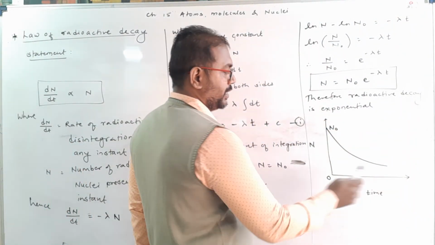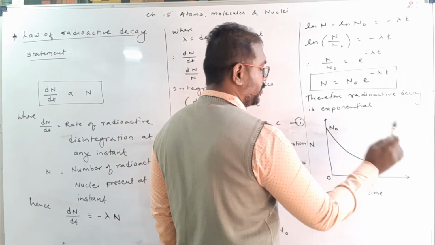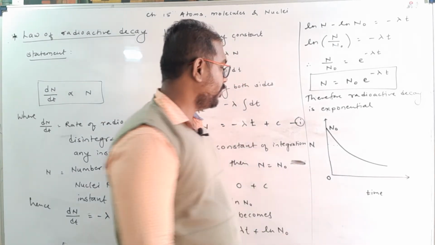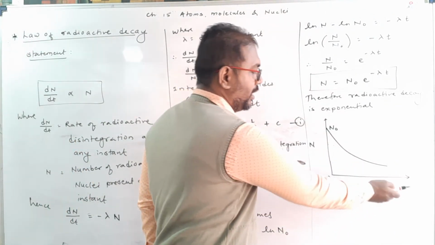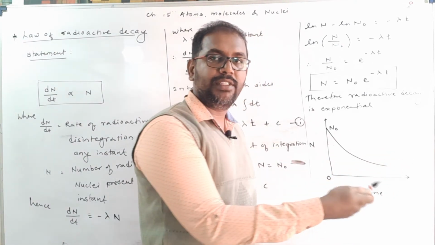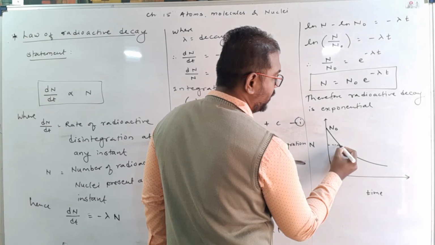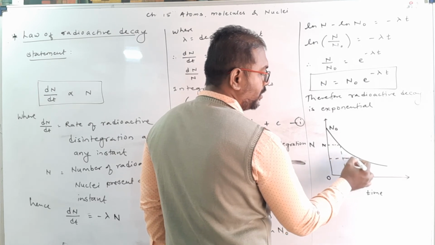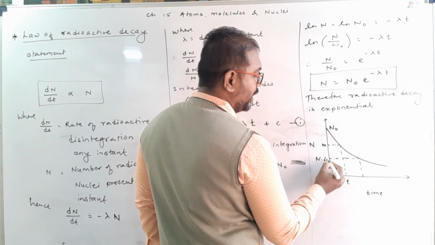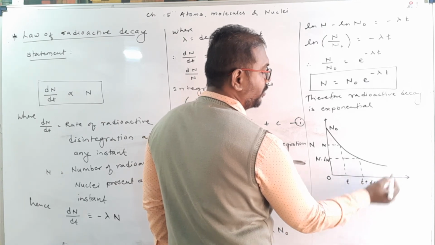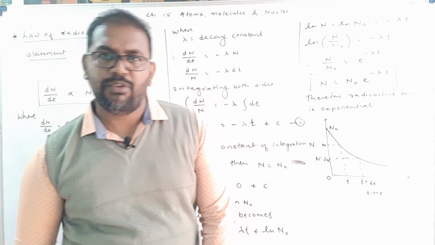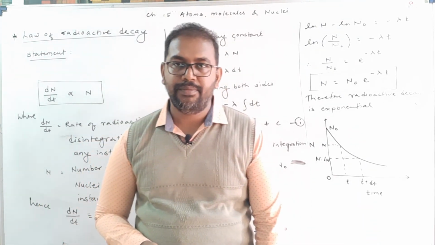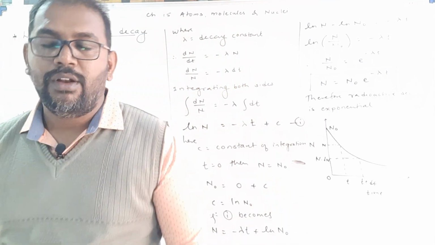Then as time passes, the substance decays exponentially. Here it is N at time t, then N minus dN when the time increases to t plus dt. You can see this graph has an exponential nature. Therefore we can conclude that a radioactive substance decays exponentially. I hope everyone understood this law of radioactive decay.